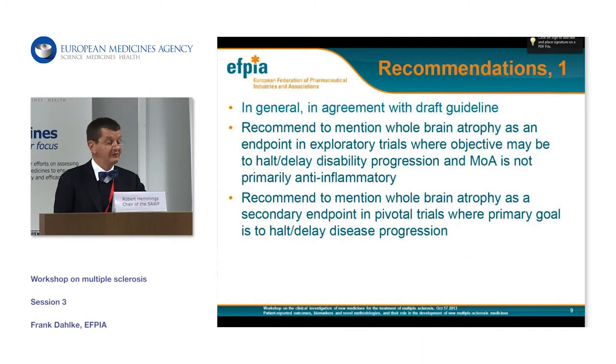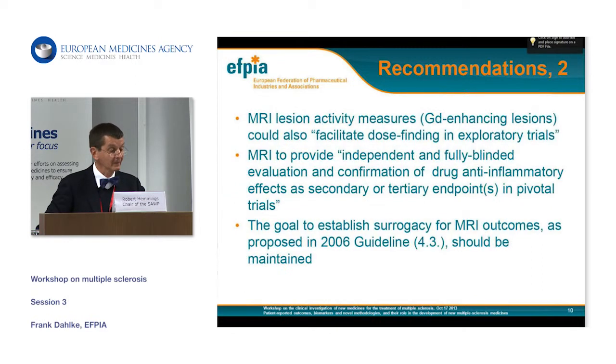So therefore, we believe that the guidelines should be amended, or could be amended, to mention whole brain atrophy as an endpoint in exploratory trials, where the objective may be to halt or delay disease progression and the mode of action is not primarily anti-inflammatory, and to mention whole brain atrophy as a secondary endpoint in pivotal trials, where the primary goal is to halt or delay disease progression.